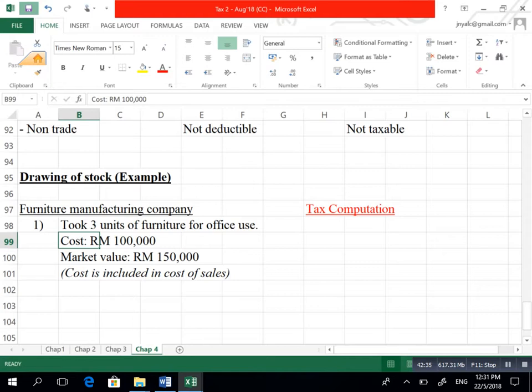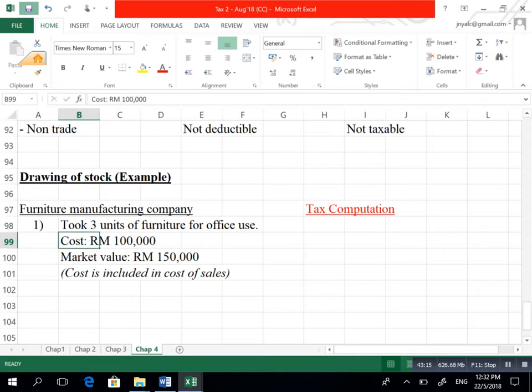Now you take them out for office use. Definitely the sales will be 0, correct? But actually these 3 units of furniture have a market value of 150,000. If you didn't take it for your own use, you can actually sell it for 150,000. So income tax will say, alright, you take it out for your own use, so you didn't record anything as your sales, no income for these 3 units, correct? But I don't accept. I still want you to treat these 3 units of furniture as charged at market value, which means you cannot record your income as 0 for these 3 units.